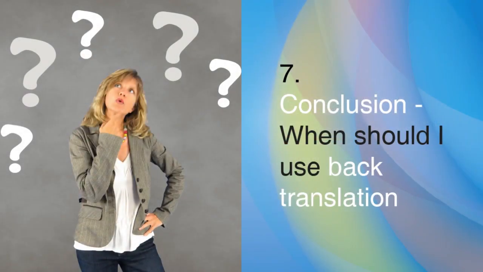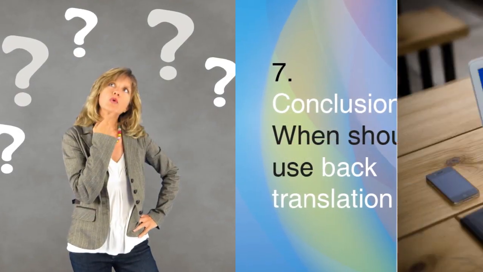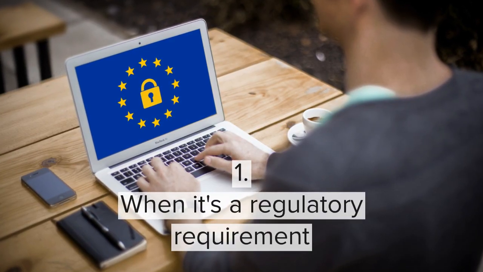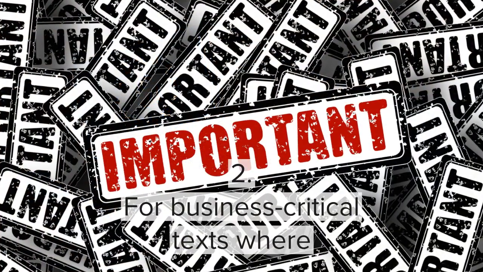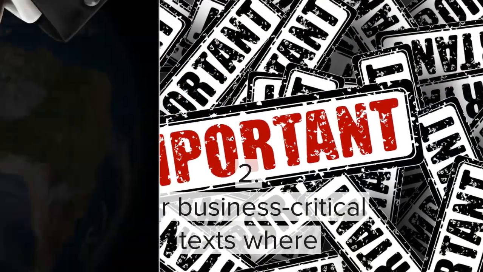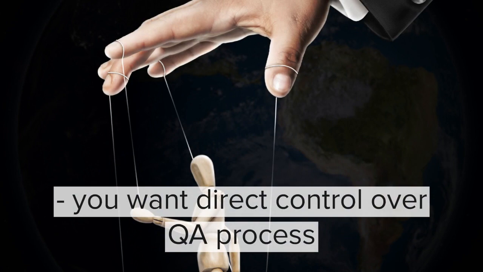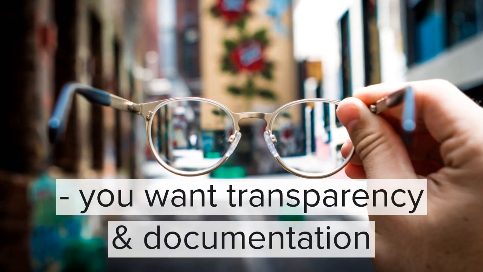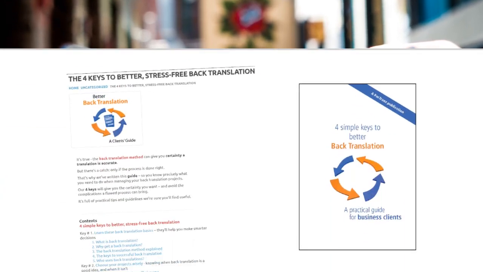We recommend back translation in two circumstances. Firstly, when it's a regulatory or procedural requirement. Secondly, for content-critical text where you want an additional accuracy check, and you want direct control over the quality control process, or you want the transparency and documentation it provides.